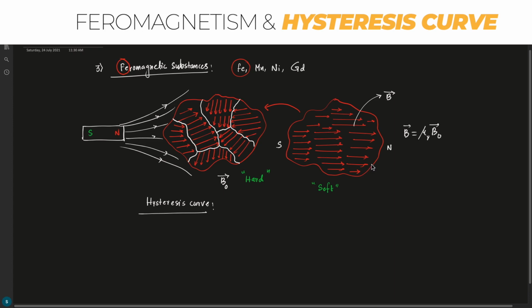Now what is the hysteresis curve? The hysteresis curve basically represents the history of this ferromagnet.